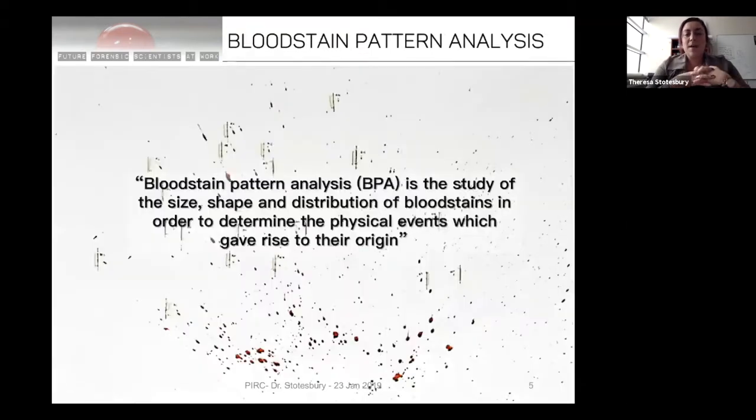So, blood stain pattern analysis. Let's just talk about a definition of it for a second. Blood stain pattern analysis is really the study of the size, the shape, and the distribution of blood stains. So we look at all these objective and measurable quantities of blood found anywhere at a crime scene or on any sort of surfaces. What we try to do is study them and use scientific principles to figure out how that blood, or that fluid, was deposited on the surface. So we try to figure out those physical events that really gave rise to their origin.